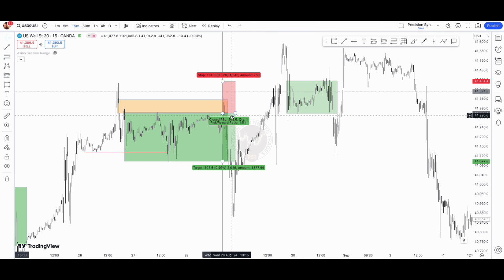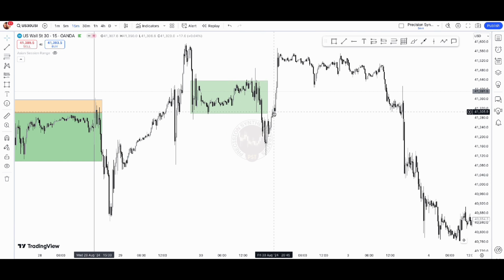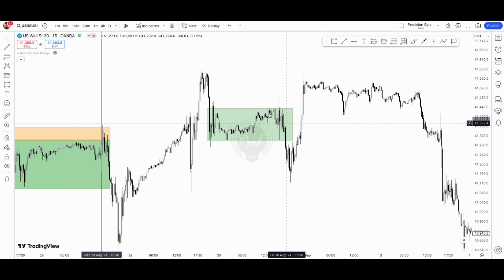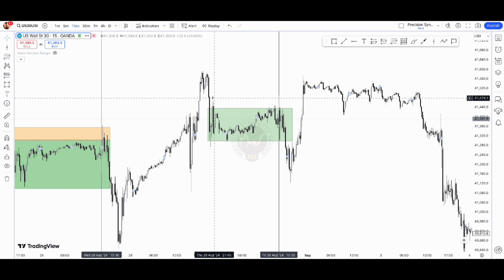Let's go to the next example. As you can see, we have accumulation. Let's mark out New York first quickly, 3:30. There we go. So we broke all of the structure here to the upside. This was our market structure shift that happened, and then we started to accumulate.